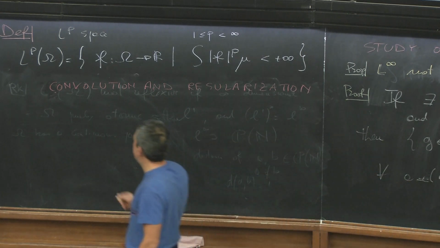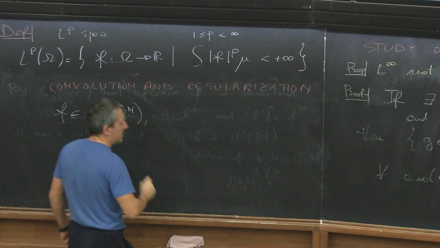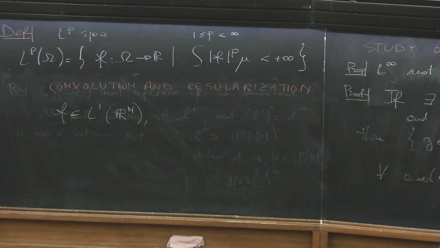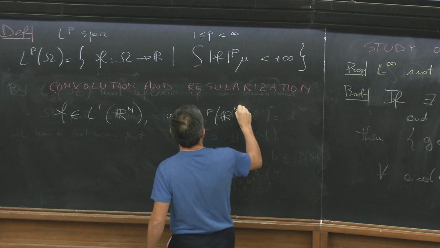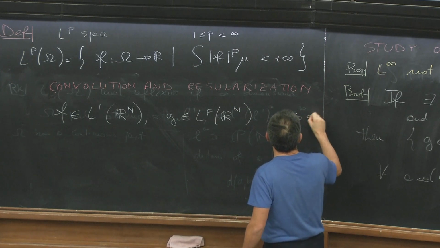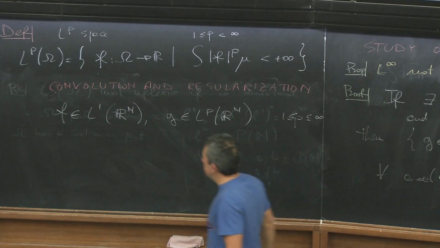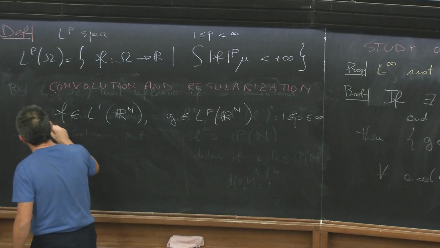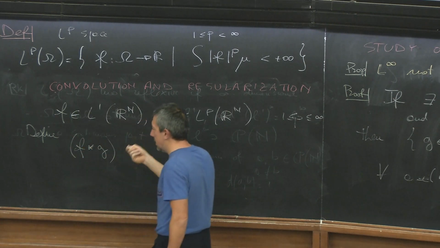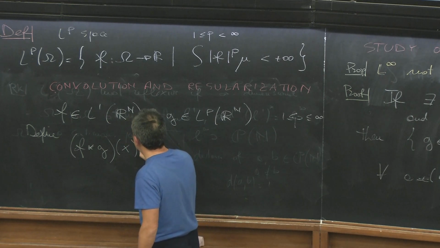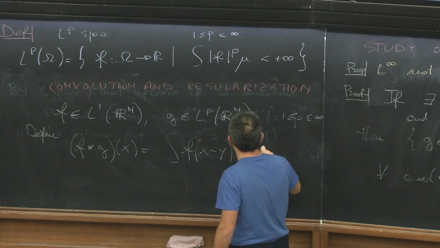So we have f, which is in L1, and from now on we live in Rn, and g in L^p of Rn, with p in [1, infinity], even infinity here I'm allowing. Define, if it exists, a new function, f convoluted g, evaluated in x, equal, if it exists, to the integral of f(x minus y) g(y) dy.